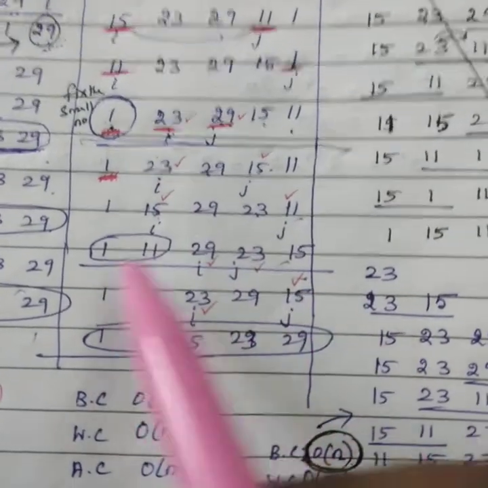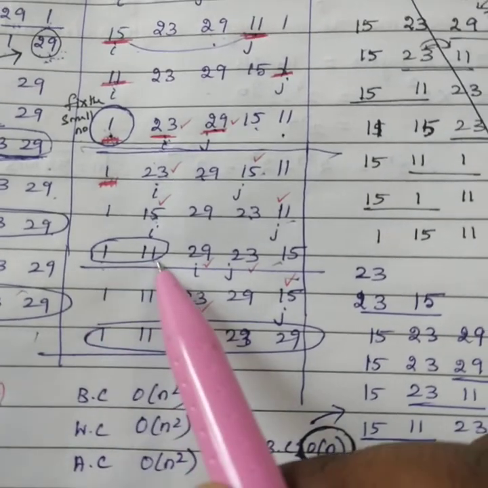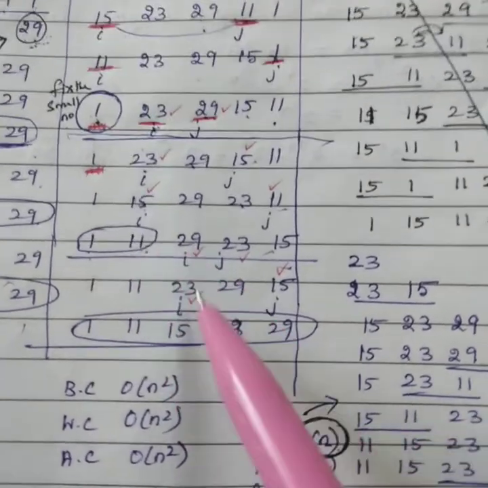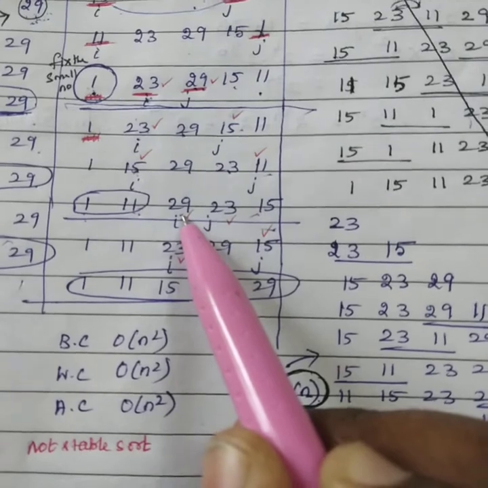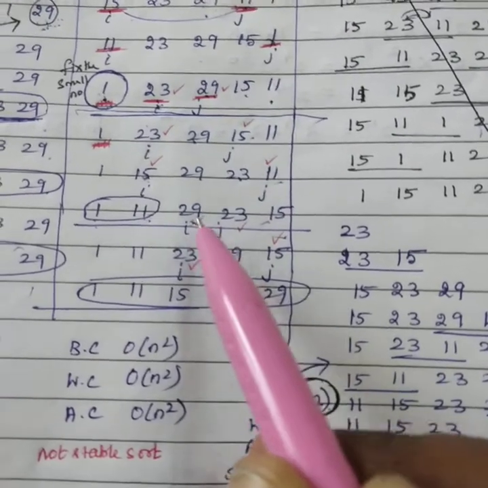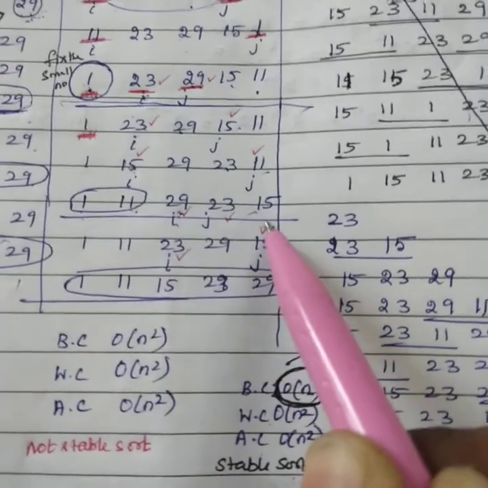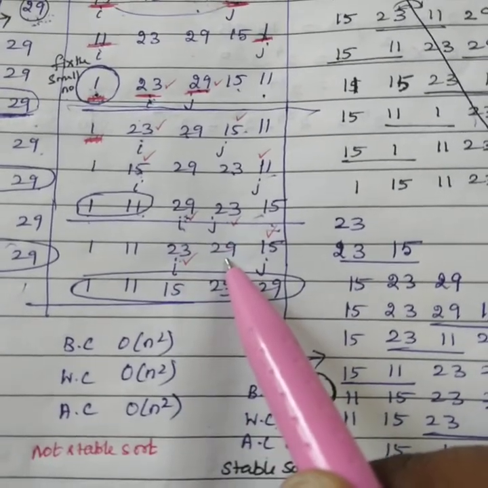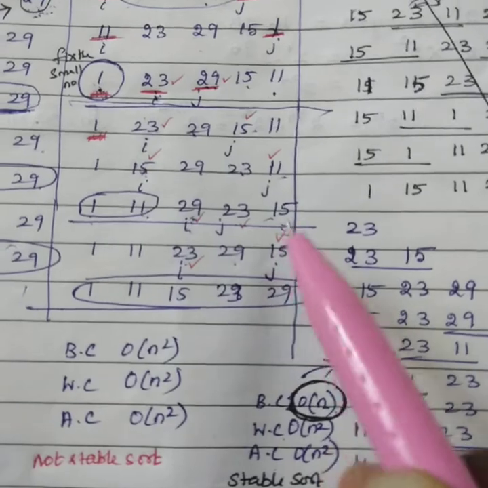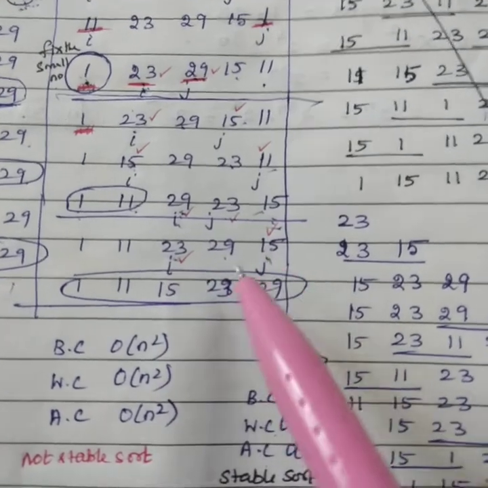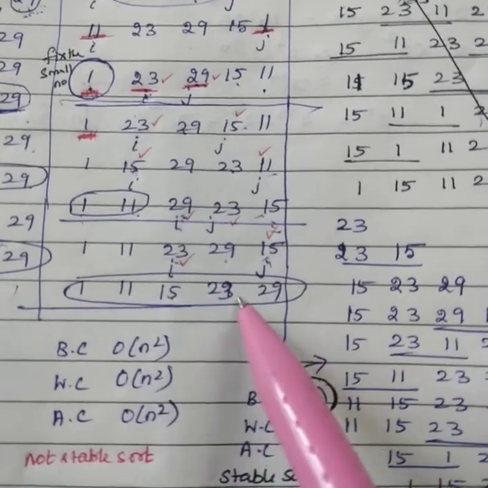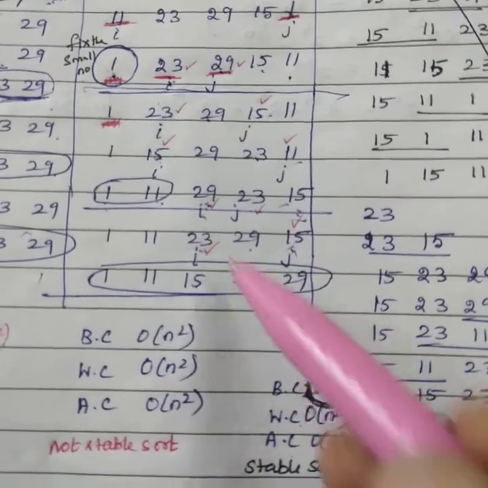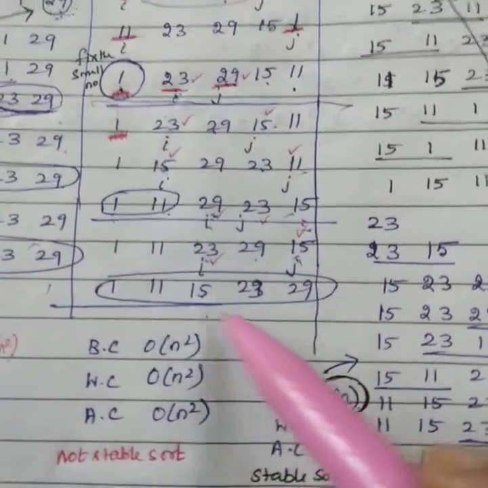After the end of the second pass, the first two smallest elements are fixed. Next, where is the pointer coming? Here, in the third position. So, 3 and 4, 3 and 5, like this. 3 and 4, yes, we need to interchange. 23 coming here and 29. Then, 3 and 5, yes, so you need to swap. So, after the next pass, it's getting arranged.